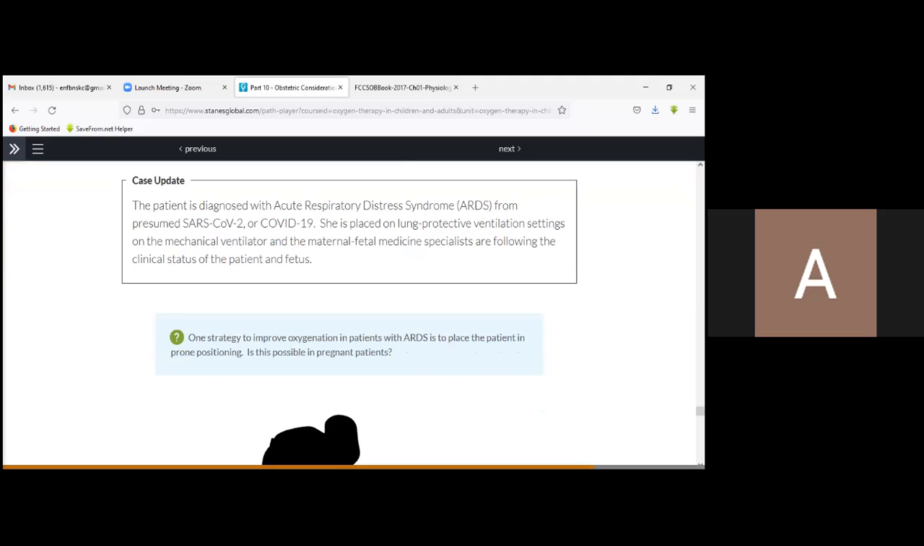Now, what is the one strategy? Quickly, just type, maybe 15 seconds. One strategy to improve oxygenation in patients with ARDS is to place the patient in prone position. Now the question is, is this possible in pregnant patients? Just type yes or no, and then we proceed. 10 seconds. I want to see a couple of answers at least. More response? Yes. Okay. So let's scroll down.